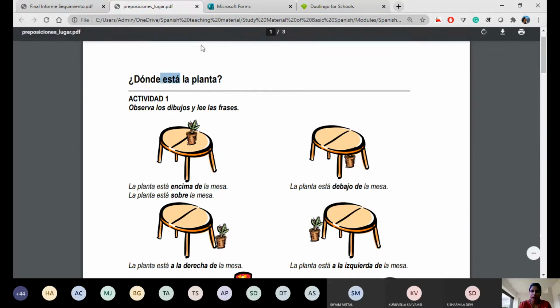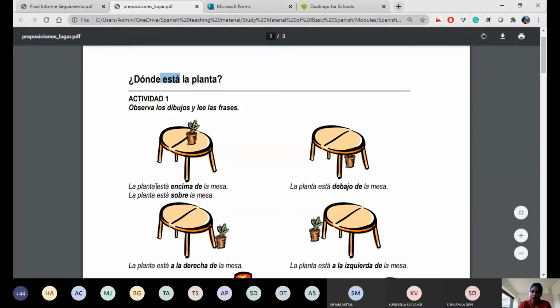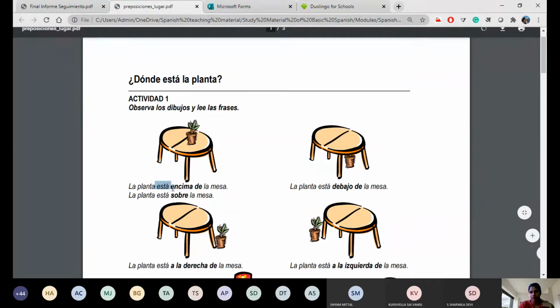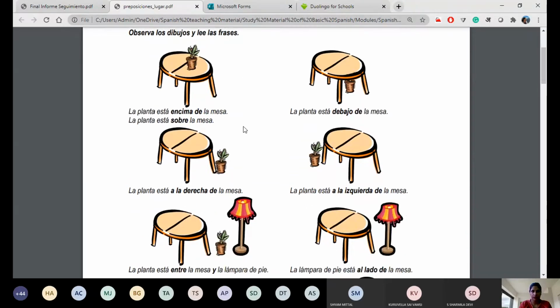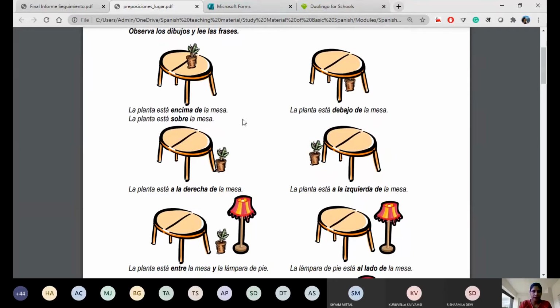Likewise, in the answers also you will be seeing the same verb estar. You will not be seeing the ser verb. This is the first important thing that you should always keep in mind, that you have to use the estar verb for location. So we will be answering ¿dónde está la planta? Let me see the first one.